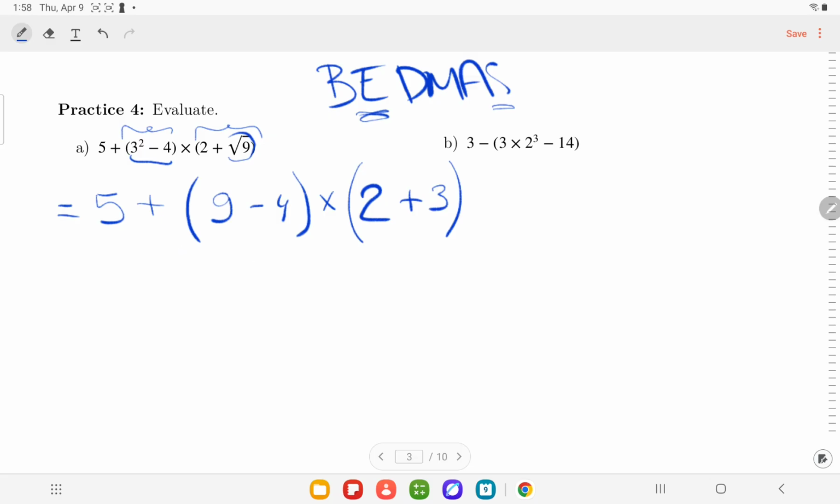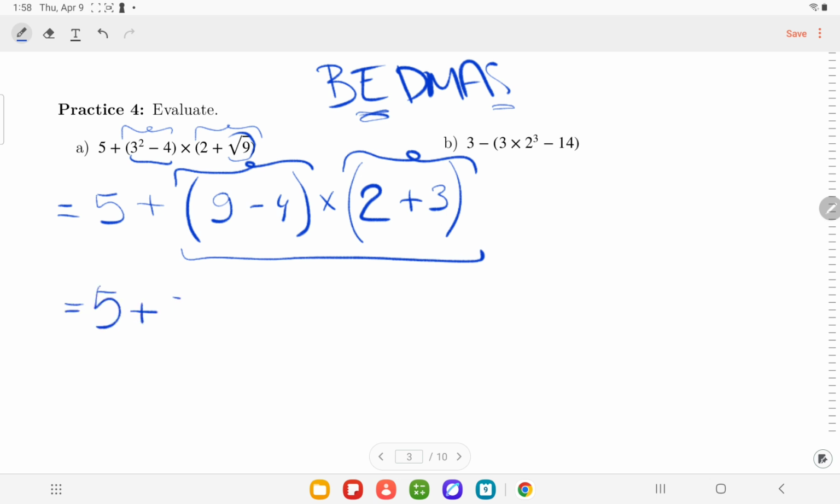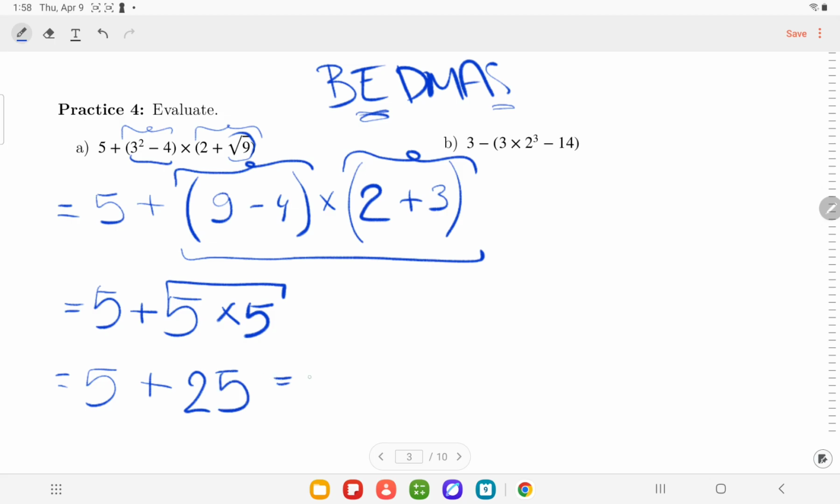And then before we can multiply these two, we need to solve the brackets individually. So we end up with 5 plus 9 minus 4, which is 5, times 5. And then we see that we have multiplication here. So we have to do that first. And then we can add these two numbers to get our final answer of 30.